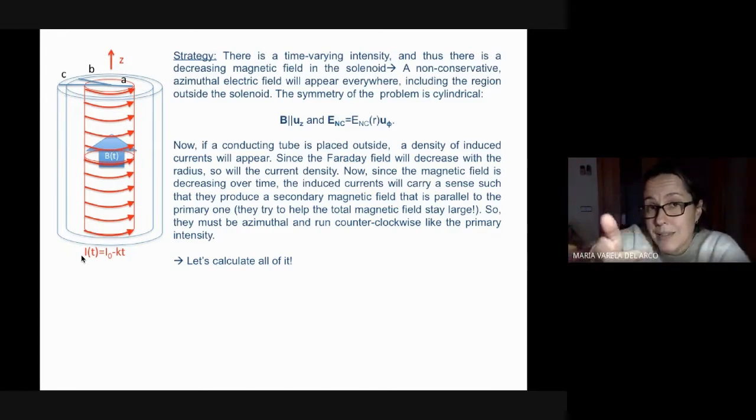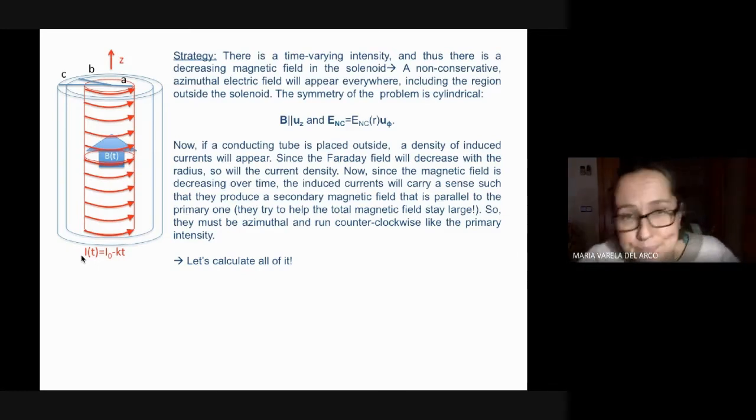We have to see that it will go counterclockwise because this non-conservative field in the cylindrical metal wants to give rise to a density of currents that generate a secondary induced magnetic field that wants to point upwards in order to counteract the primary effect, which is a decrease of the initial field. Right, so let's calculate all of it.